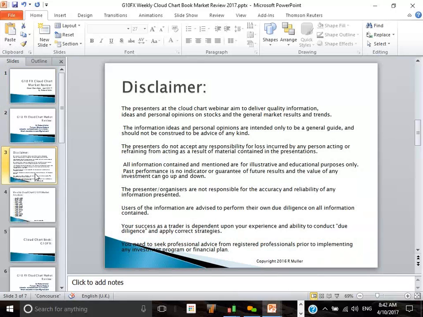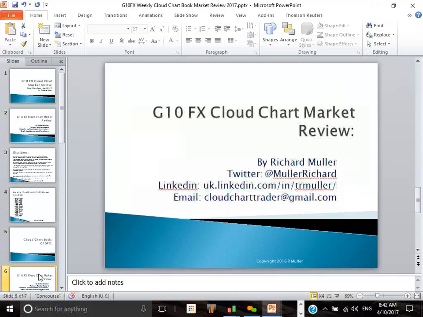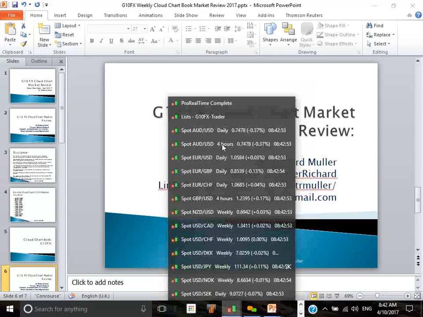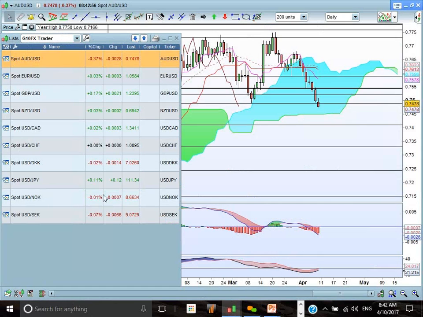That's the usual disclaimer. So we can look at the Australian dollar, US dollar, euro, sterling, New Zealand dollar, CAD, Swiss franc, Danish krone, yen, Norwegian krone, and the SEK, US dollar SEK, Swedish krone. G10 FX. We jump straight into the Pro Real-Time platform, starting with the Australian dollar, US dollar.